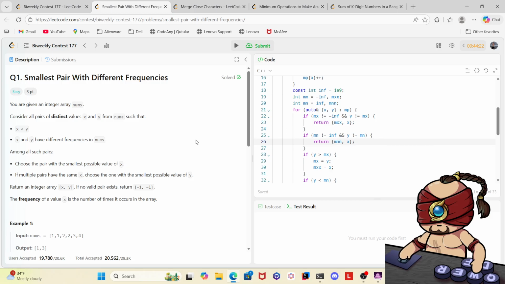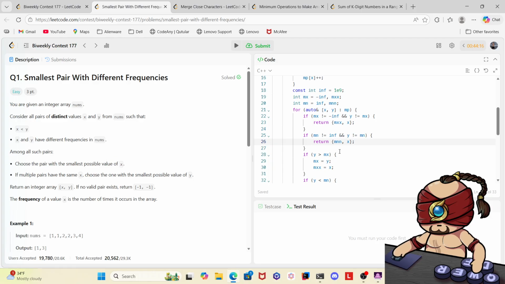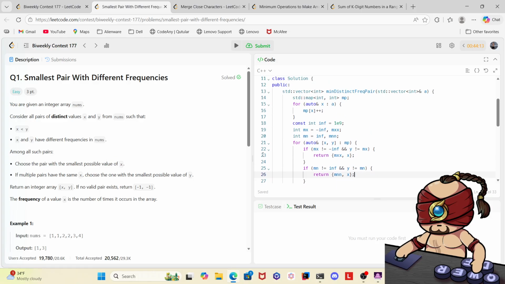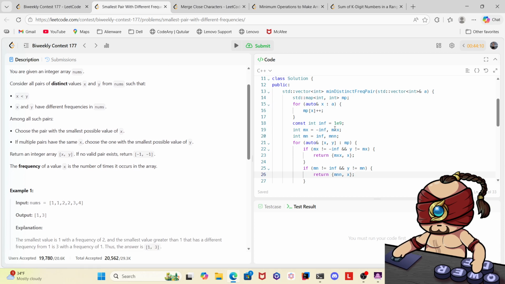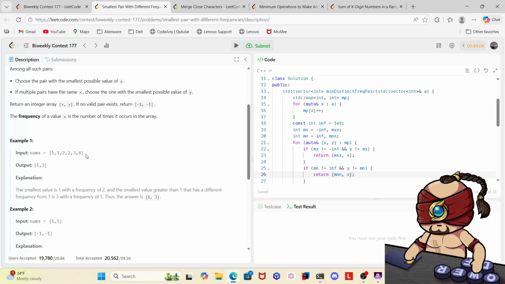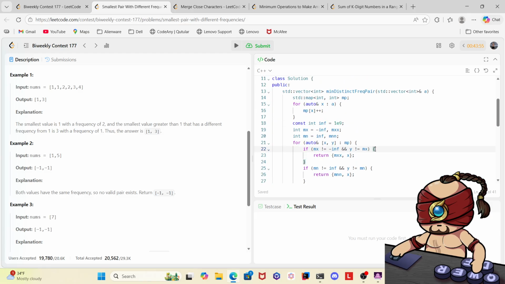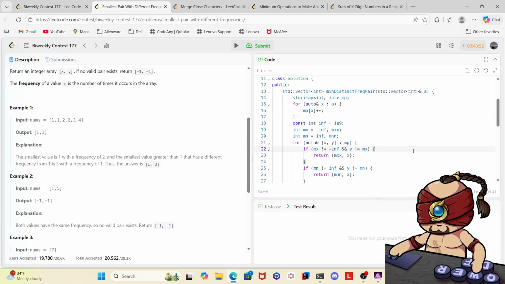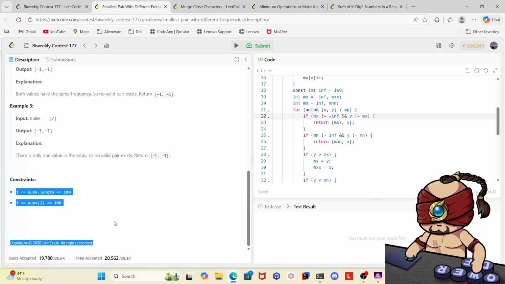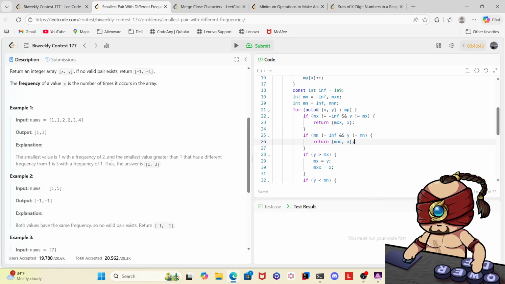So the first one is consider distinct XY. They have different frequency, so what we can do is go over the array, take whatever frequency we got, and kind of do like I did. I had a horrible time debugging this. I didn't really observe the constraints, but my code is n log n, obviously. It's very easy. You just track the min and the max.